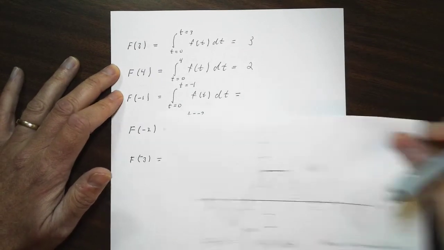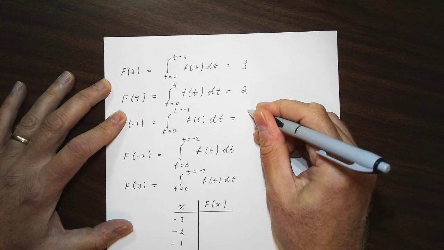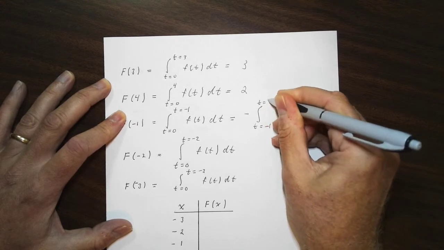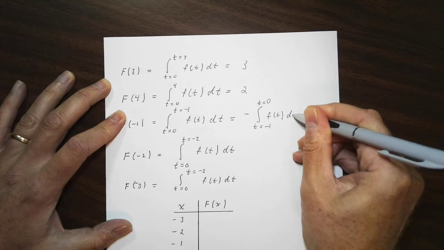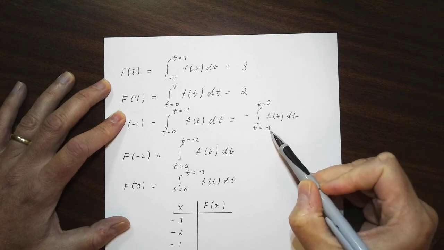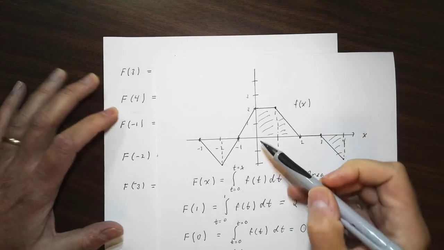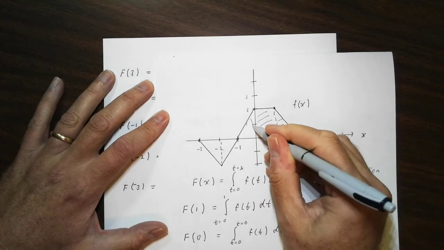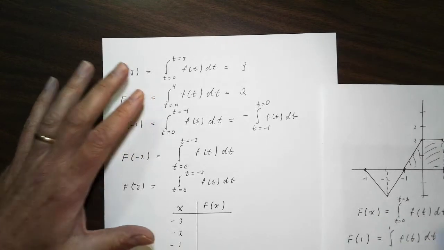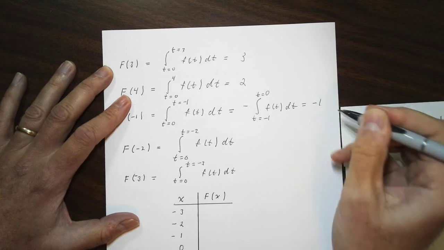Capital F of -1. Now notice how we have endpoints which are in the unnatural order. So we can change this by switching the order of the endpoints. Which means now we want to look at the signed area between the graph of little f, the horizontal axis, -1 and 0. Let's go back here. Well, the area of that triangle is 1/2 the base times the height, which is still going to be 1. However, because of this negative sign, the result is -1.